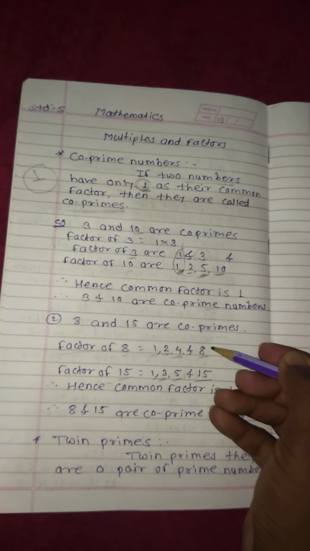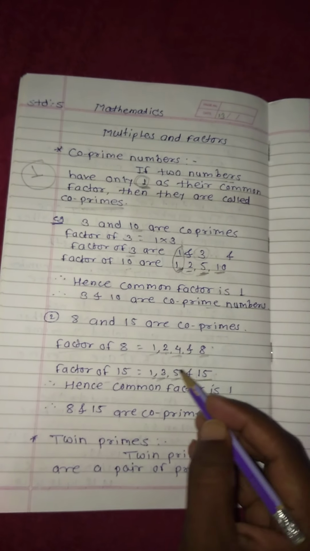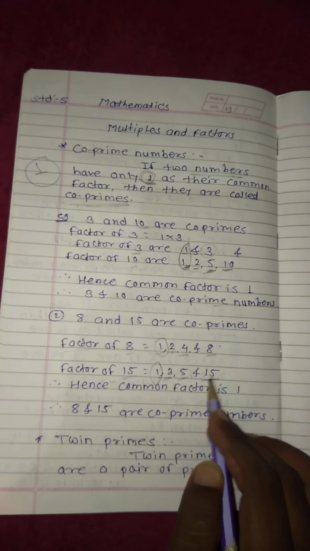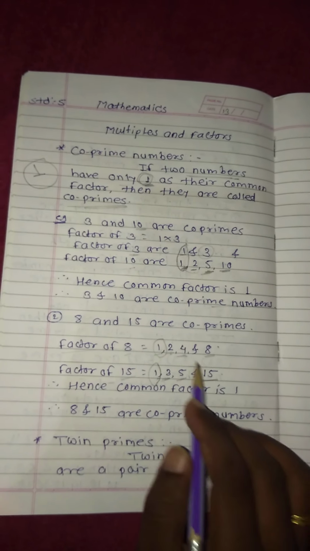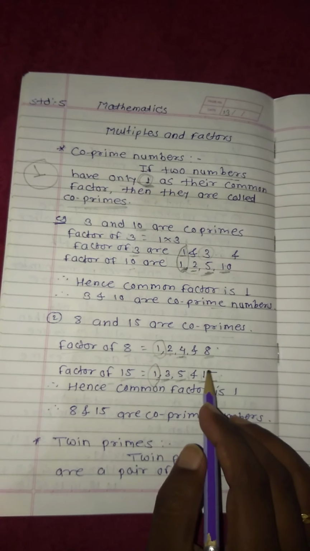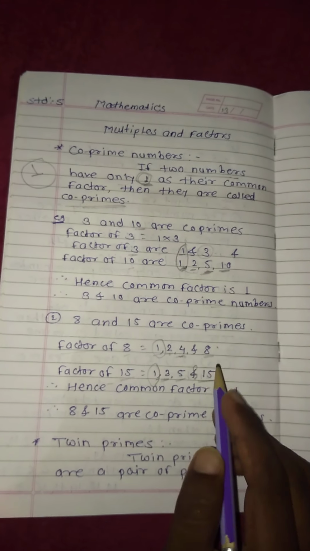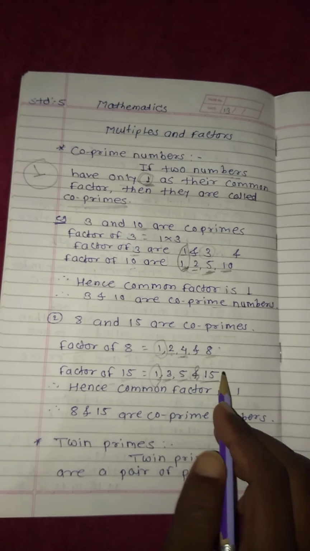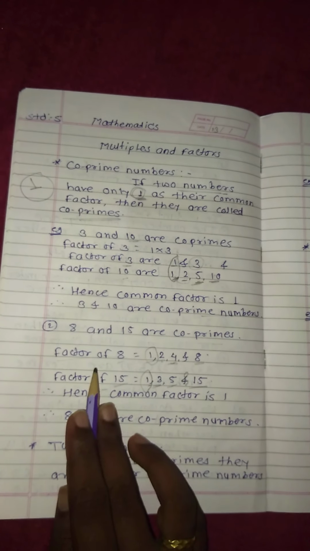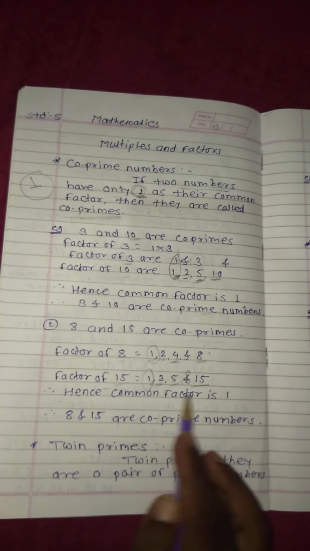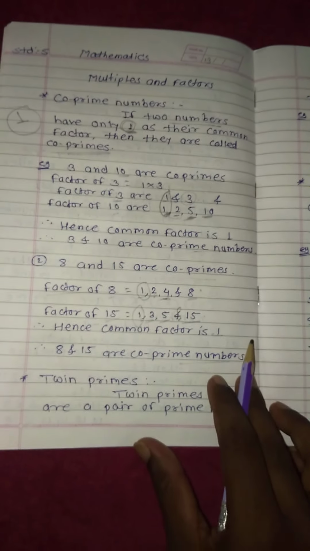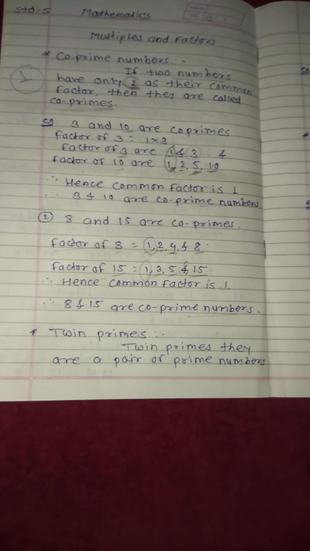Now observe the factors of 8 and the factors of 15. 1 is present in both, but 2 is not in the factors of 15, 4 is not there, and 8 is not there. So only 1 is a common factor between the factors of 8 and 15. Hence the common factor is 1, and 8 and 15 are co-prime numbers. I hope you understand this concept.